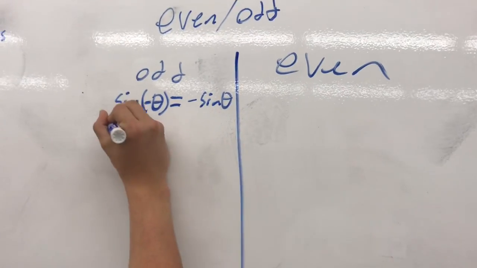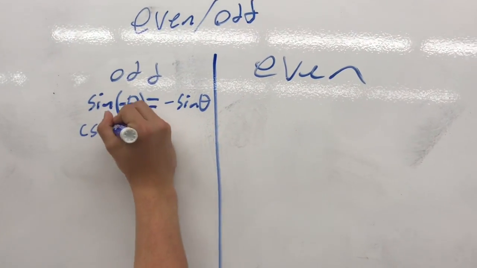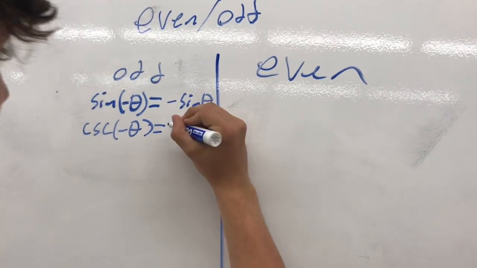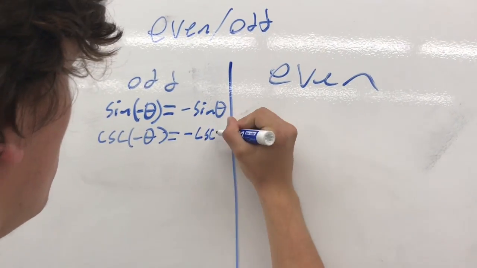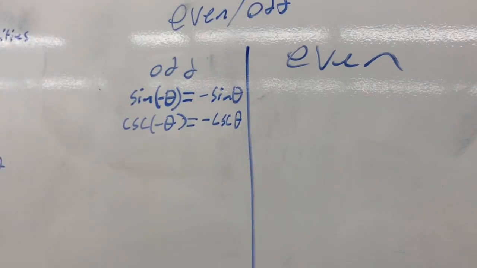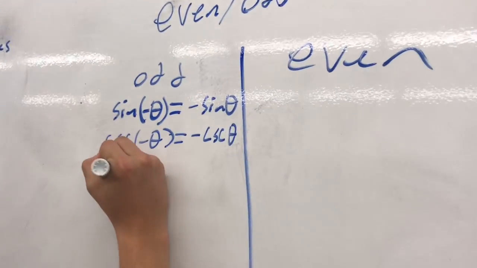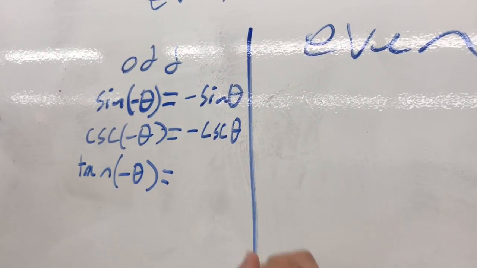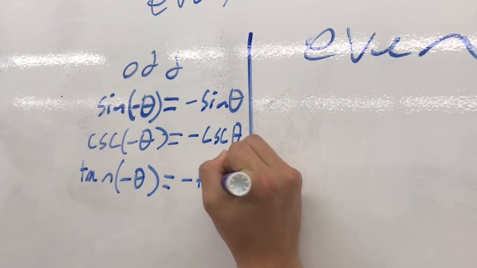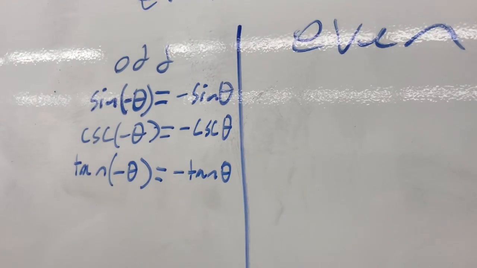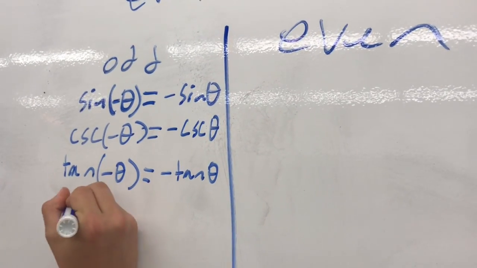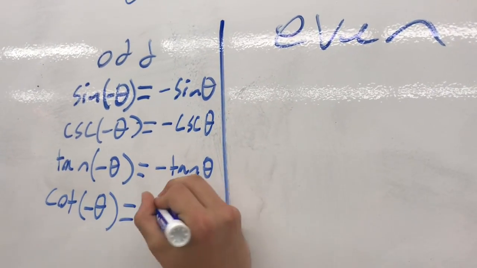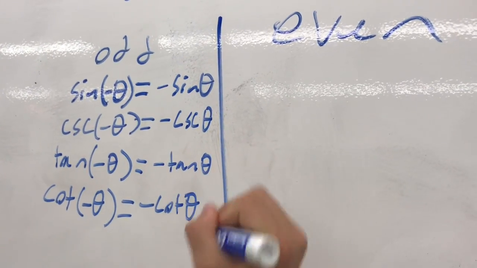We're going to keep going. Cosecant is also going to be an odd one. Cosecant of negative theta equals negative cosecant of theta. Next up, we got tangent of negative theta. Guess what that's going to equal? That's going to equal negative tangent of theta. Last one, we got cotangent in this list. Cotangent of negative theta equals negative cotangent of theta.